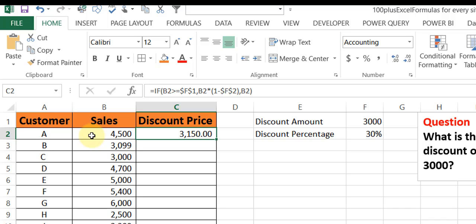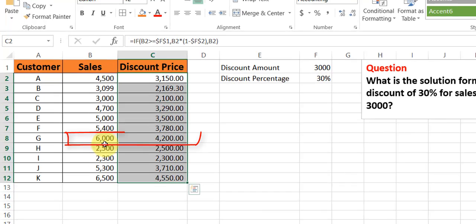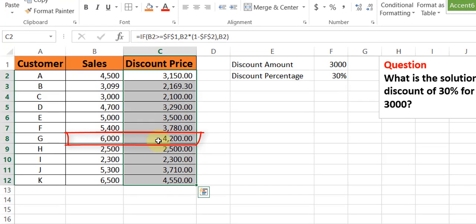You can see that 4,500 is more than 3,000. That's why we have applied the 30%. When you apply the 30% to the 4,500, we have 3,150. When we drag it down, you see that automatically it applies for all. So you can see that at a place where we have 6,000, the discount of 30% is applied.